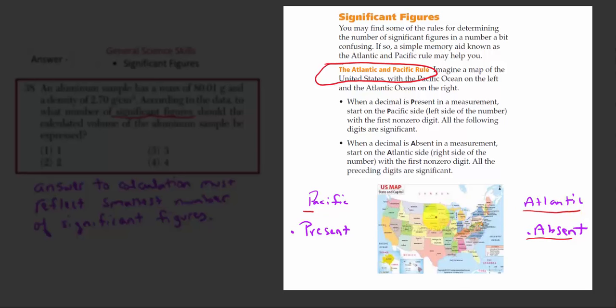And what you do is you count the number of non-zero digits and any zeros that may be involved in the number until you hit the last non-zero digit. So if there is a decimal, we would start on the left side of our number, counting all the non-zero digits and all the following zeros. If there is no decimal, we would start on the right-hand side of our number. We would count all the numbers until we got to the last non-zero digit.